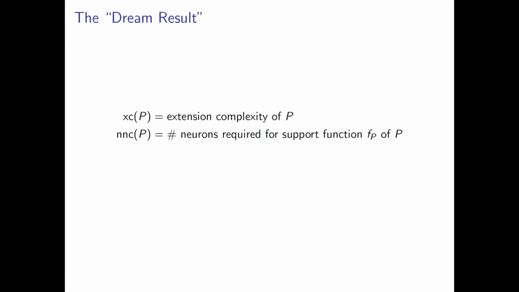So here was my dream result. My dream result was that I can somehow bound the extension complexity of a polytope polynomially in what I call the neural network complexity of the polytope. The neural network complexity would be the number of neurons I need in order to represent the support function of the polytope. The support function is what I showed on the duality slide. So this was the dream with which I started.